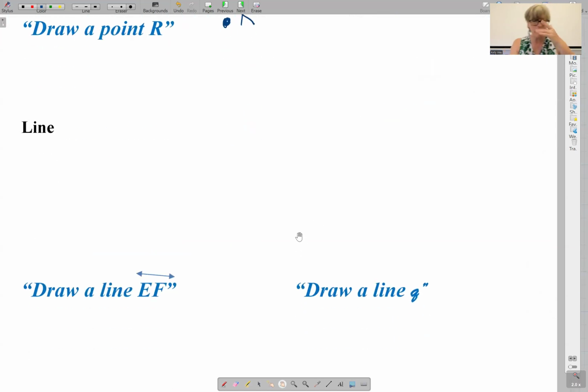A line. A line is a single dimensional object that goes infinity both directions. It's all the points on a single string, if you will, infinity in both directions.